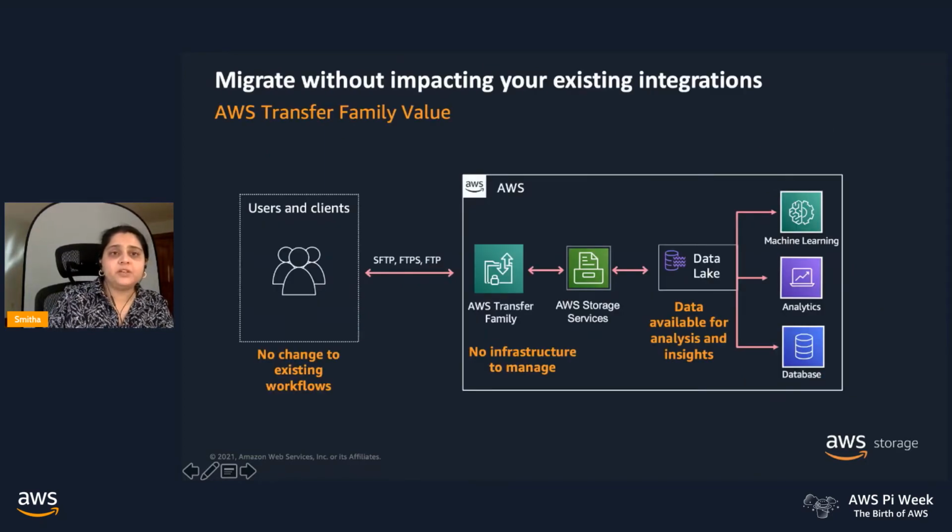So what does it mean to migrate without impacting your existing integrations? On the left, you have your users who are using different clients and transacting over these file transfer protocols with your endpoint in AWS. The data lands in S3 or EFS, and that opens up options to use your AWS-based data lake for machine learning, analytics, or just storing it in a database and you want to see a report in QuickSight, right?